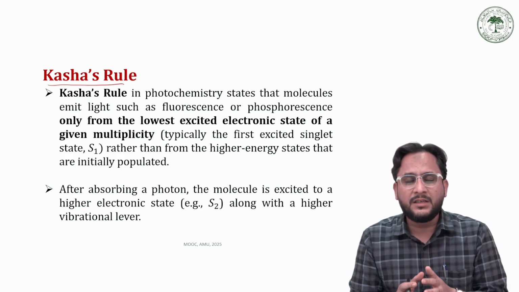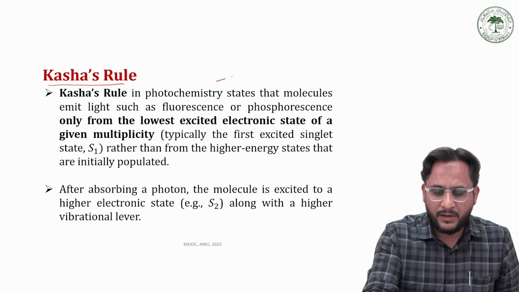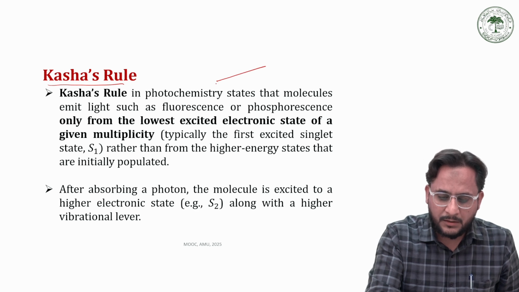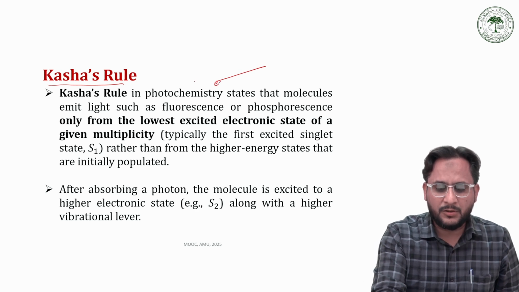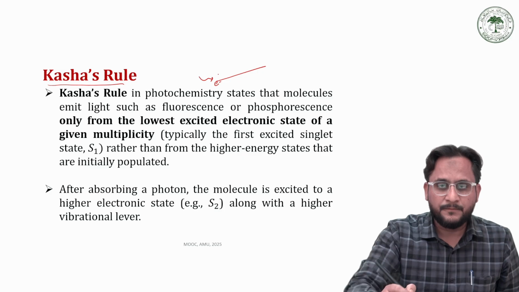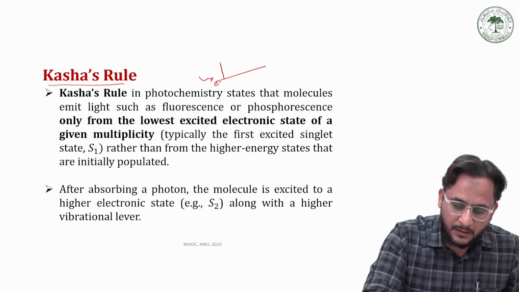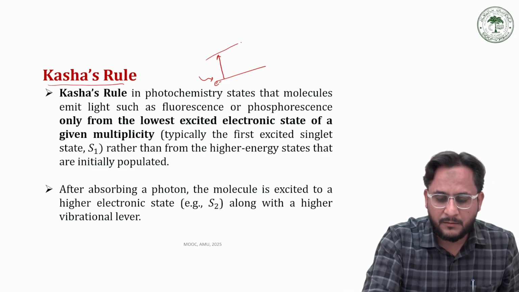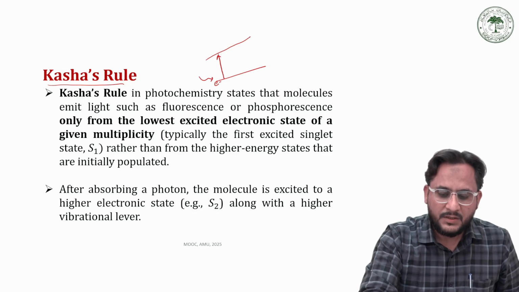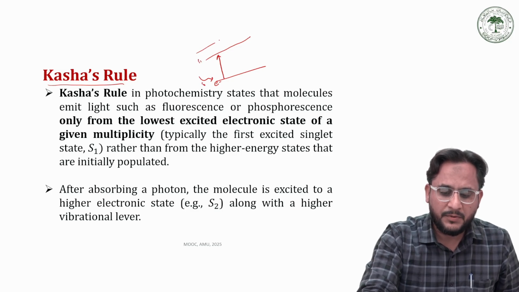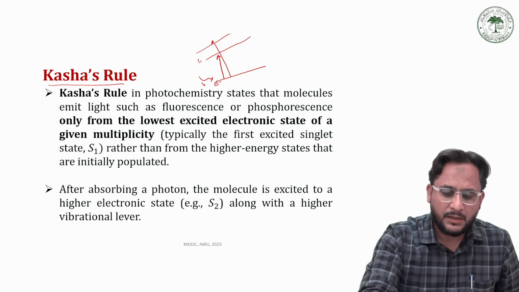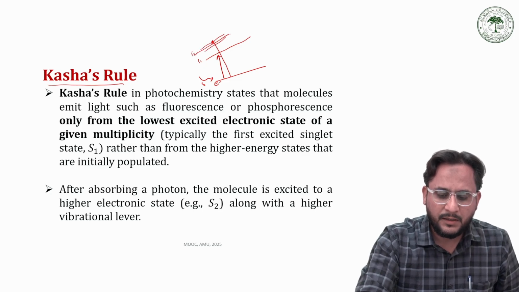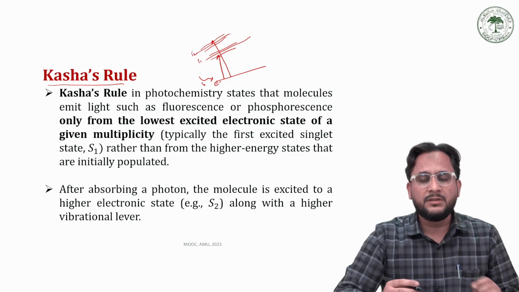Kasha's rule states that in photochemistry, when a molecule is excited by absorption of light energy, it is excited from the ground level to maybe the first excited state, or sometimes it may reach the second excited state. And as you all know, we have different vibrational levels attached to these electronic states.